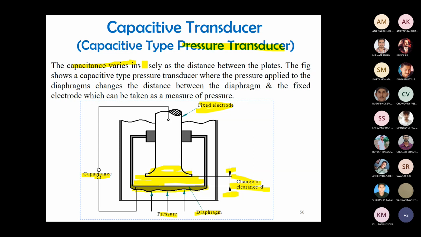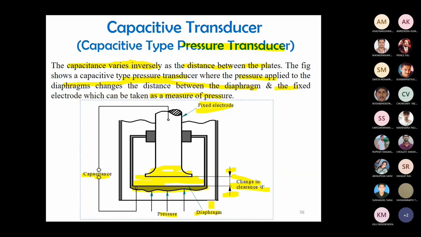The capacitance varies inversely as the distance between the plates. The figure shows a capacitive type of pressure transducer, where the pressure applied to the diaphragm changes the distance between the diaphragm and the fixed electrode, which can take the measure of the pressure.